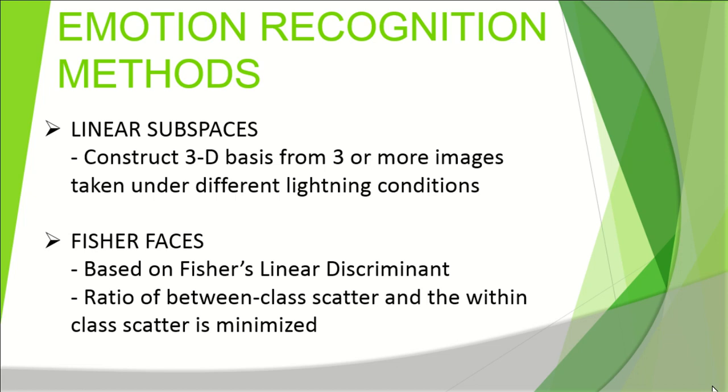The fourth and the final method is the linear subspaces. Now linear subspaces is based on Lambertian surfaces. A Lambertian surface is one whose apparent brightness is the same when viewed from different angles. So linear subspaces is a method which makes use of this property of Lambertian surfaces, and it constructs 3D bases from 3 or more images taken under different lighting conditions. One main disadvantage of linear subspaces is the space it occupies, because each image that is to be analyzed requires at least 3 images of different lighting conditions.